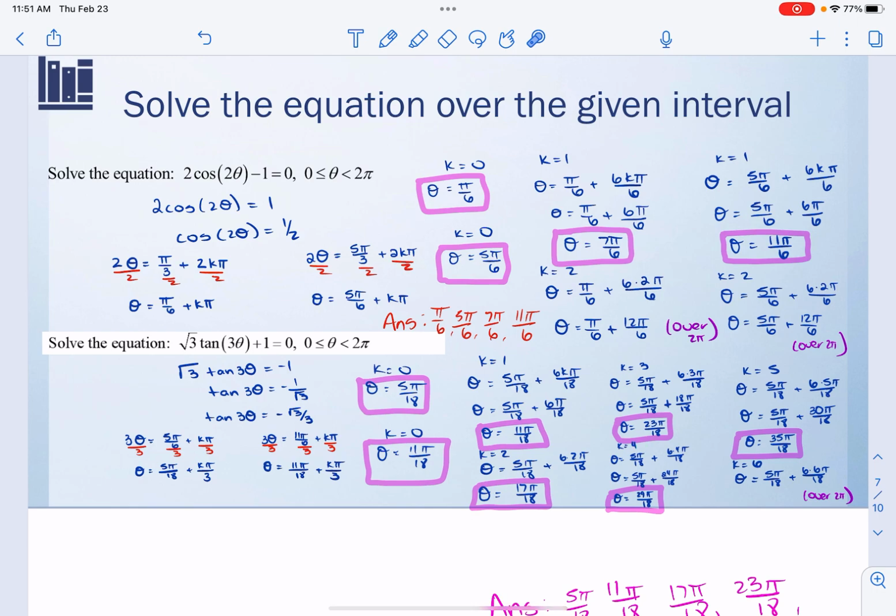I'm going to do now 4. 6 times 4 is 24, plus 5 is 29 pi over 18. Still less than 2 pi, because remember, 29 divided by 18 is less than 2. Okay, I'm going to go on to 5. So 30 plus 5 is 35 pi over 18. That's also still less than 2 pi. Now, if I put 6 here, 6 times 6 is 36, and 36 divided by 18 is 2 pi. So 2 pi plus another 5 pi over 18, well, that's going to be over that.